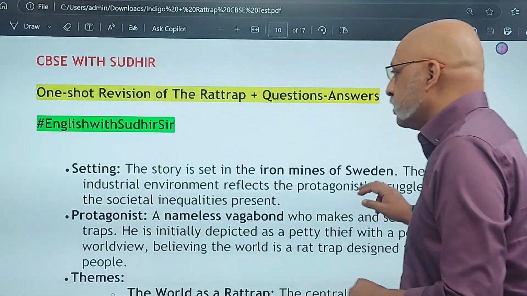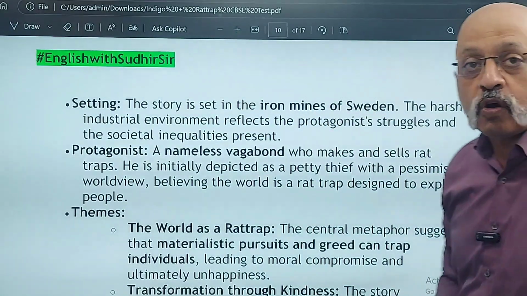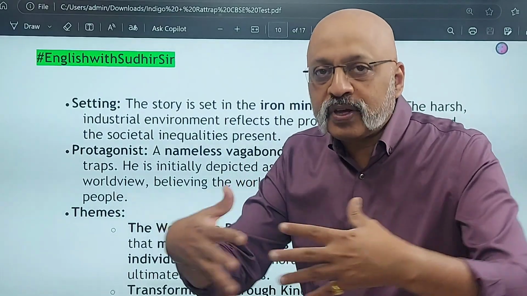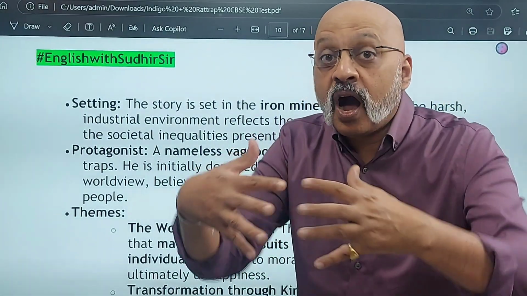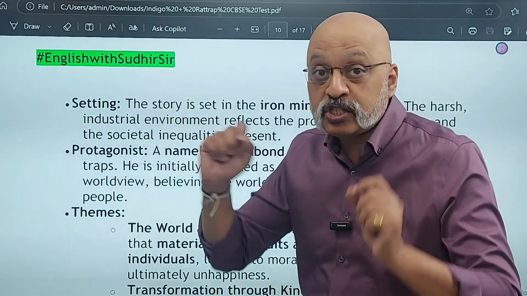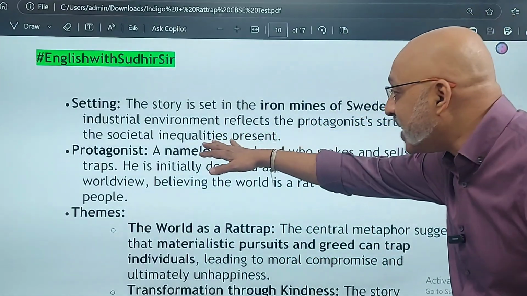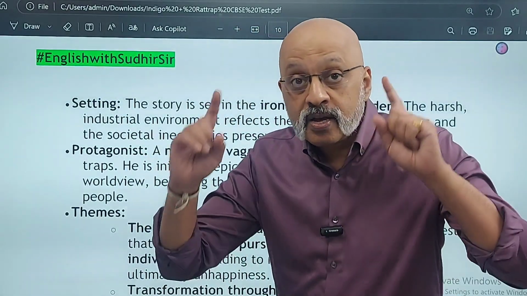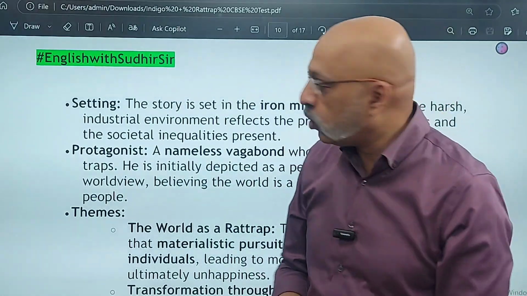Let's do the one-shot revision series. The setting of the story, as you're aware, is in the iron mines of Sweden. The harsh industrial environment. Much of the language of the story also conveys the roughness, the harshness of that environment, the feeling of the trap, which the title also conveys. The protagonist struggles and societal inequality is present. Please use this phrase, which is why I've written this: societal, the inequalities of society. Please use that in your answer.